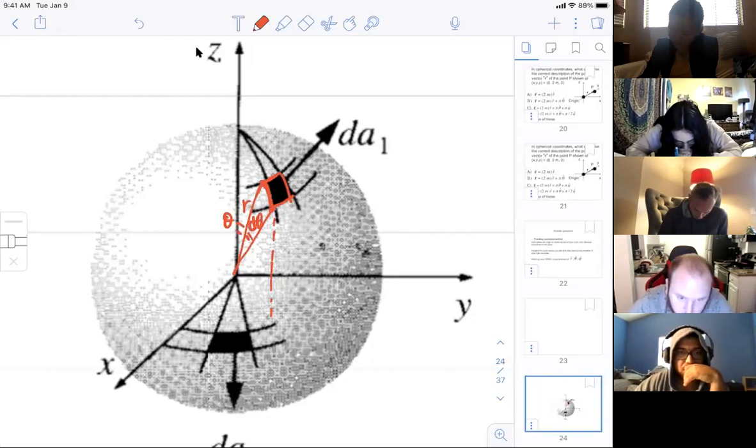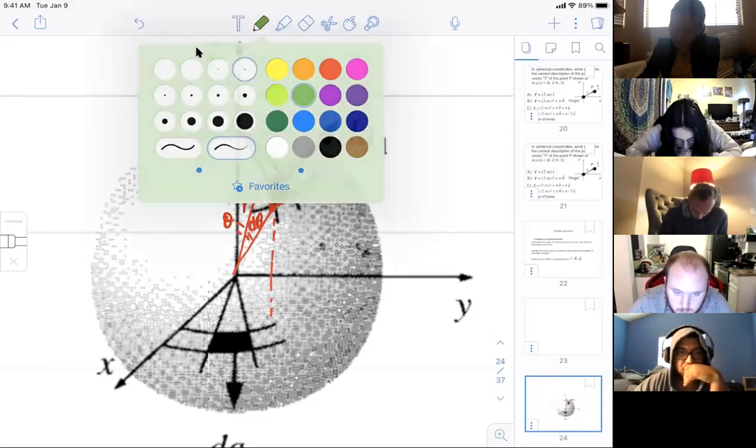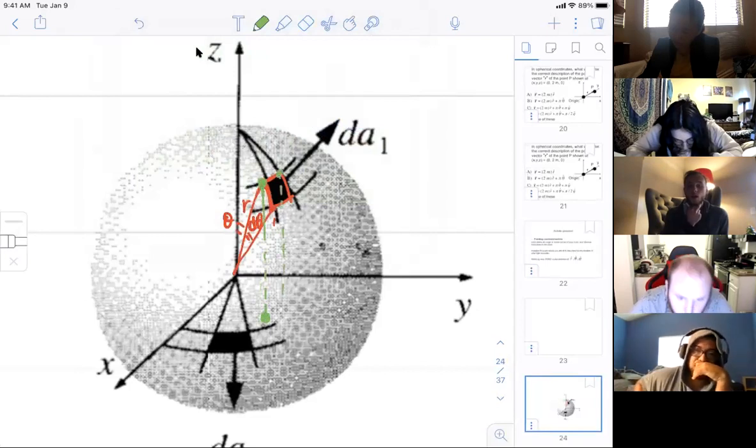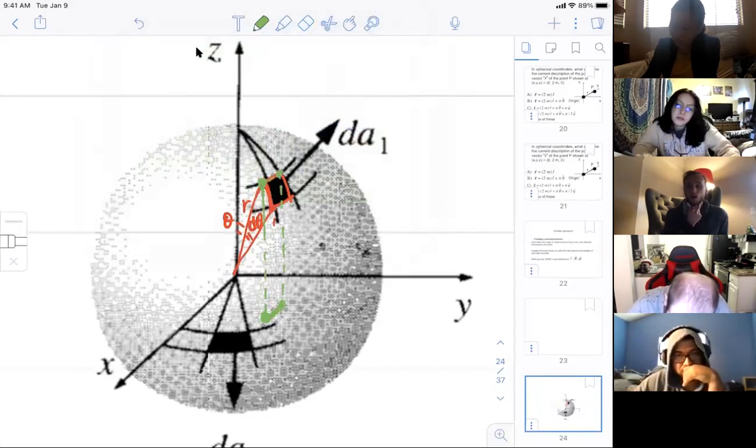So actually, let me not look at this one. This is a projection of this point here. And this point has a projection on the XY plane here. Okay, so this is a projection, which means this green line is the same length as what I need here. And you can see this is d phi.